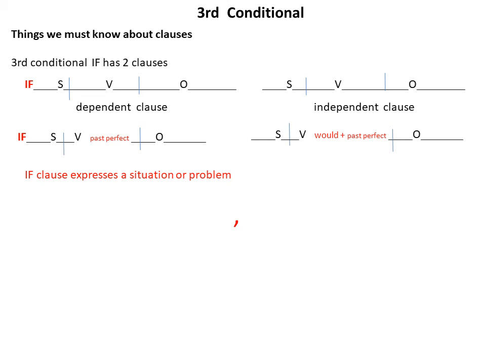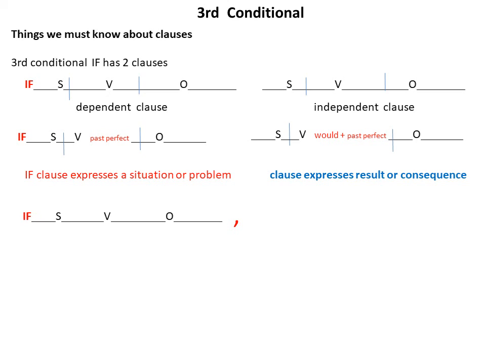Clauses also express things. It doesn't matter if it's zero, first, second, or third, they always go the same way. The if clause expresses a situation or a problem. And the other clause expresses the result or the consequence of the dependent clause. Keep that in mind, this is important.